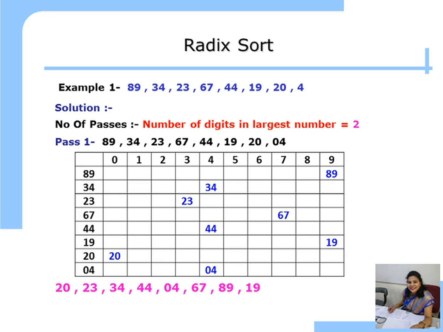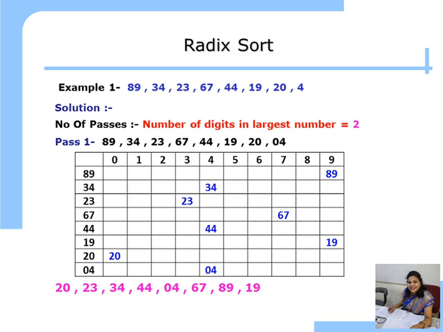See, the output is 20, 23, then 34, 44, 4. These are collected from bucket number 4. Then bucket number 5 nothing, bucket number 6 nothing, bucket number 7 is having 67. So after 4 we write 67. After that bucket number 8 has nothing, then 9 has two numbers, 89 and 19. But we first write 89 because we collect the elements from top to bottom, and lastly 19.